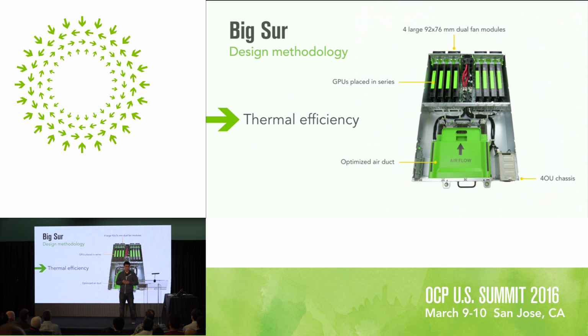From a thermal efficiency point of view, we have four 92mm fans at the back. We place all the GPUs in series so that they don't have preheat and they can cool efficiently. We optimized the air duct at the front so that the GPUs at the back can pull up to 300 watts while the motherboard is up to 380 watts. We also increased the U height of the server itself so that we have enough space for airflow, and that's through a 4.0U chassis.